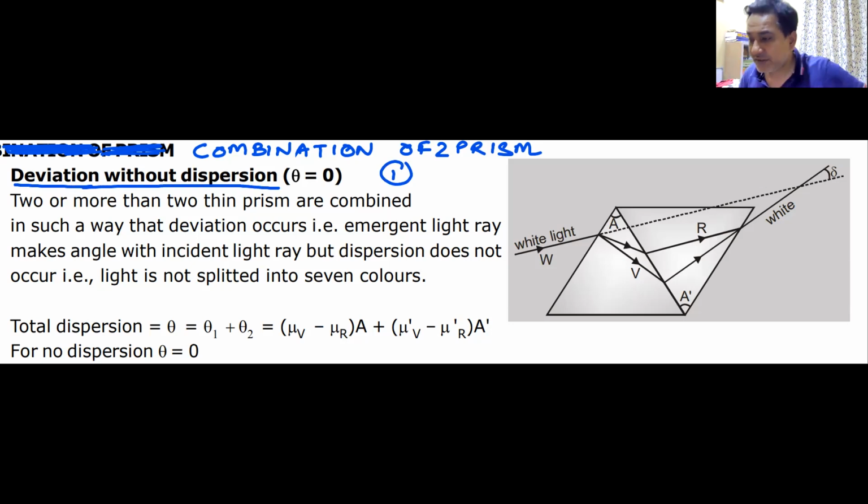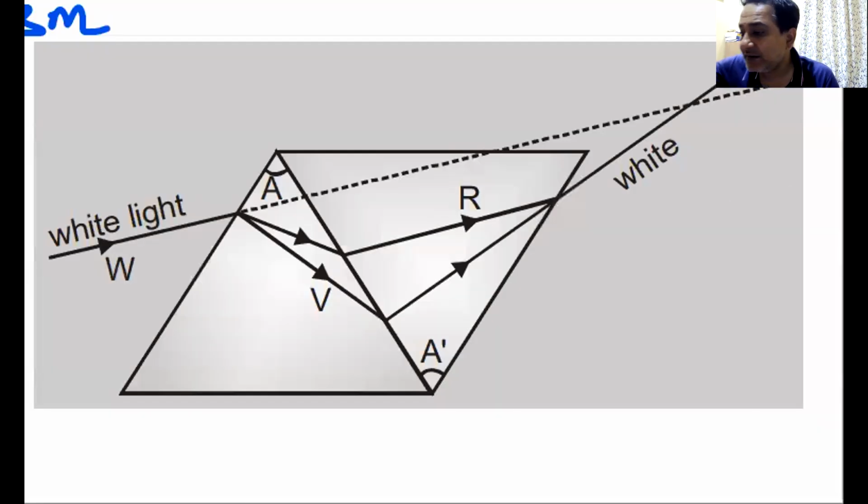I hope you can see it on the big screen. I can also see it, so it must be there on your screens as well. Deviation without dispersion. Now, what do you mean by deviation without dispersion? It is very evident from the diagram that is drawn there. So first of all, let me enhance that diagram and show you the diagram itself on the big screen. Here it comes.